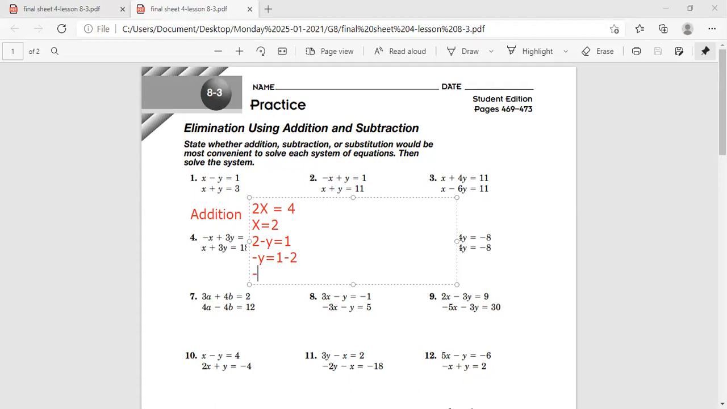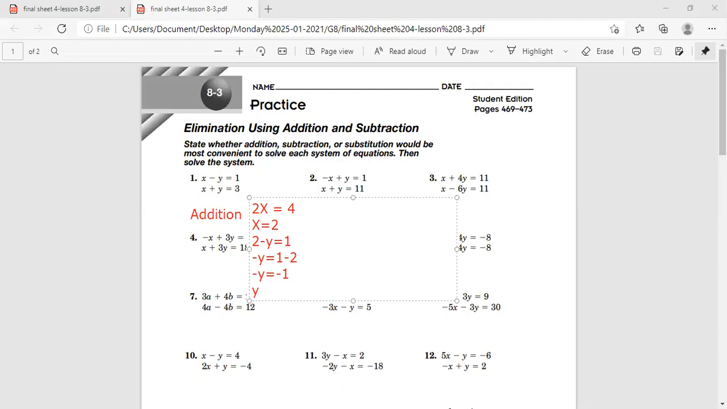Then negative y will be equal to negative 1. Then we have negative y equal negative 1. Is this in simplest form, Nano, or do we need one more step? One more step. Divide over negative 1. Thank you.